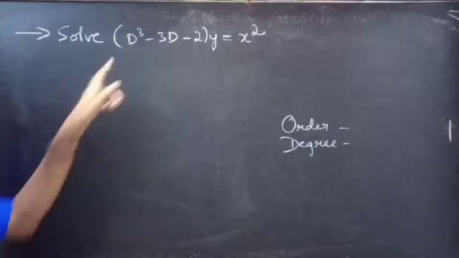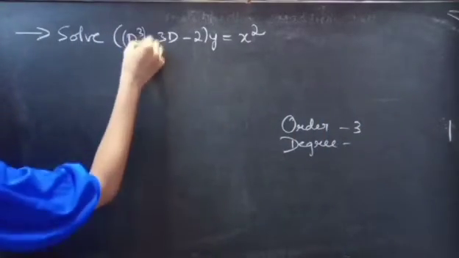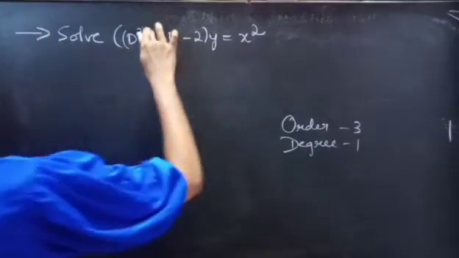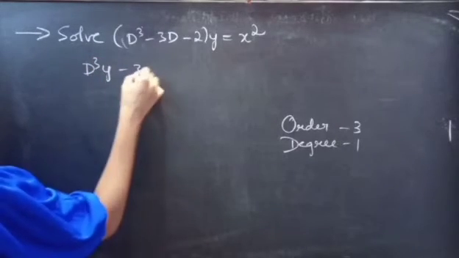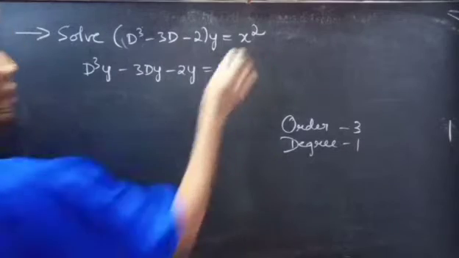Identify the highest derivative. Here D cube is the highest derivative, so the order will be 3. And the highest power of the highest derivative is the degree. Degree is 1. Or we can write the given differential equation as d cube y minus 3 dy minus 2y equals x square.